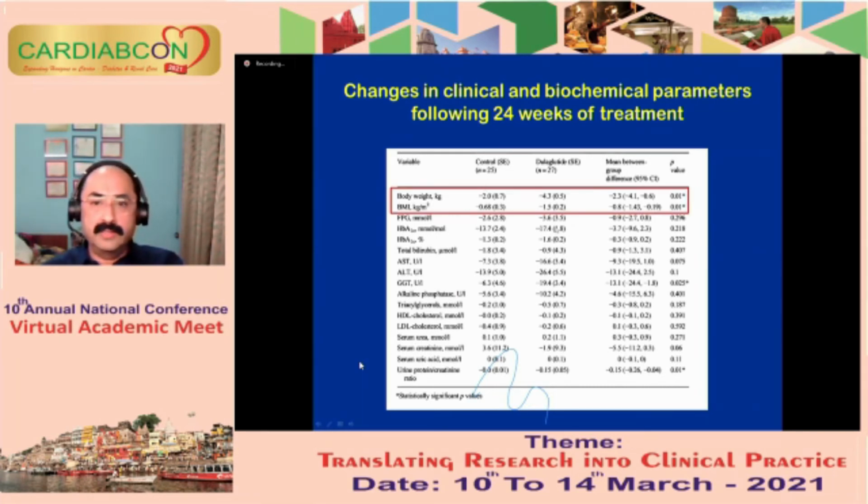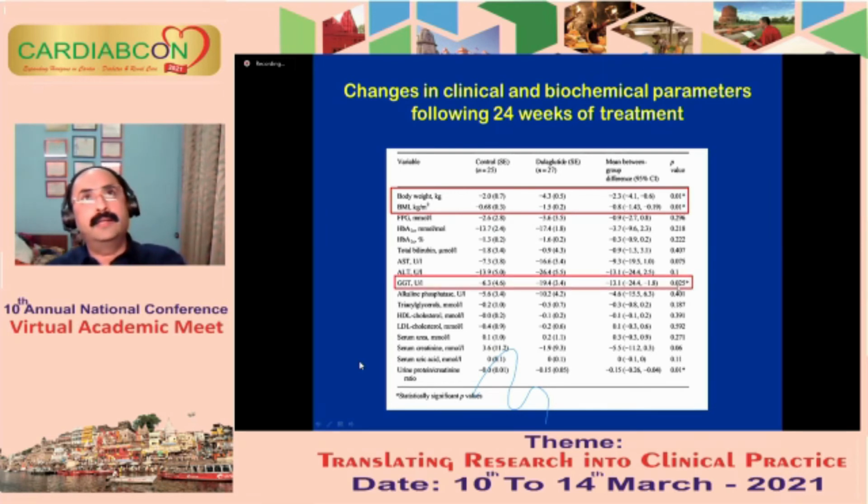There was significant reduction in the body weight and BMI. We know that GLP-1 RAs are a group of drugs which have got an excellent profile on weight reduction. And that's how possibly it adds on to the cardiovascular benefits of the drug. So significant differences, the mean difference between the groups in body weight was about 2.3 kilograms. Like in the empagliflozin study, we saw significant reduction in the GGT levels.